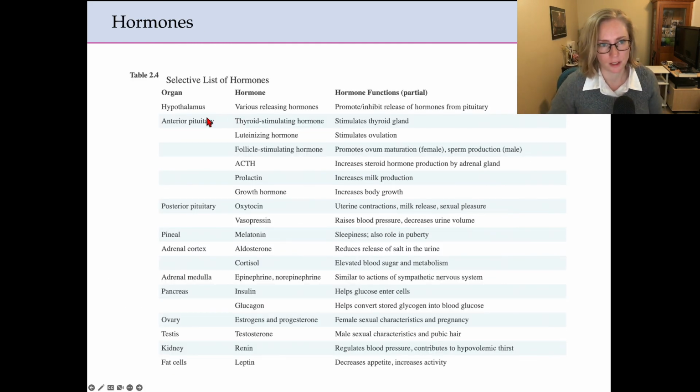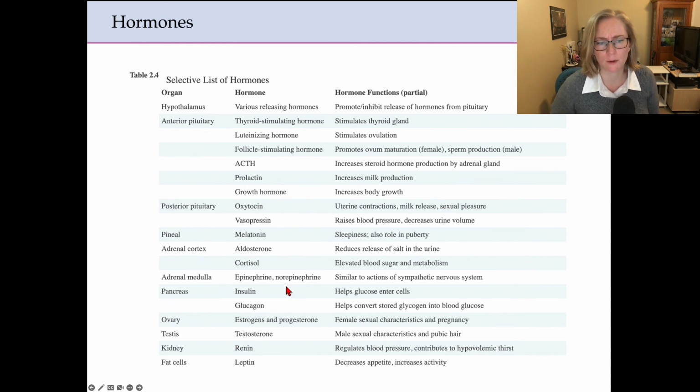So you can see here, the anterior and posterior pituitary make all of these different hormones. Some of these are going to be sex hormones, thyroid hormones, growth hormones, oxytocin, all that kind of stuff. And the hypothalamus is basically regulating everybody, and has a variety of its own hormones that it releases and controls. And then the other central nervous system one is the pineal gland. This releases melatonin, right? So it helps you with sleepiness.